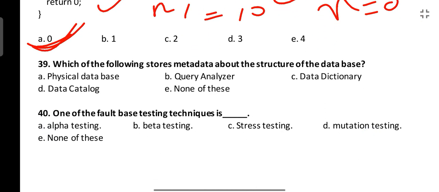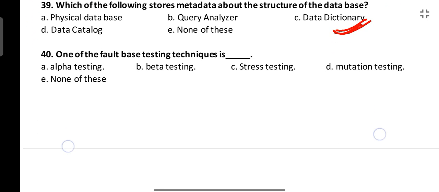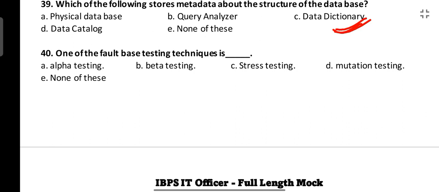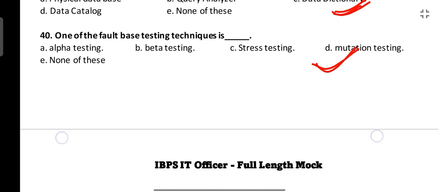Next is, which of the following stores metadata about the structure of the database? So what is metadata? Metadata is data about data, and those things are stored in the data dictionary. So the DDL interpreter is used to create metadata. Next is, one of the fault-based testing techniques is, so that is mutation testing. So what is this mutation testing? In mutation testing, we generally create some fault in the code ourselves, and we have to see whether the testing techniques can detect that fault or not. That is known as mutation testing.